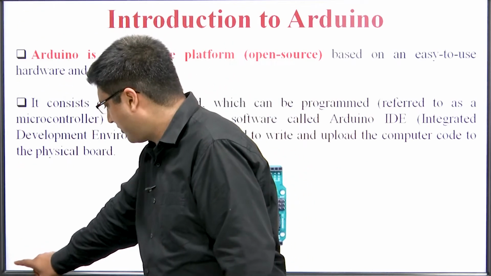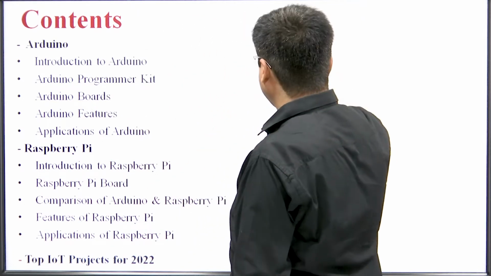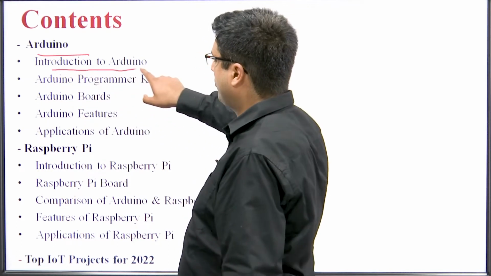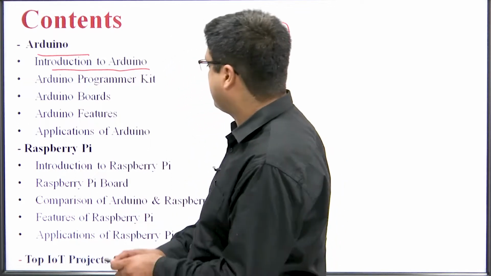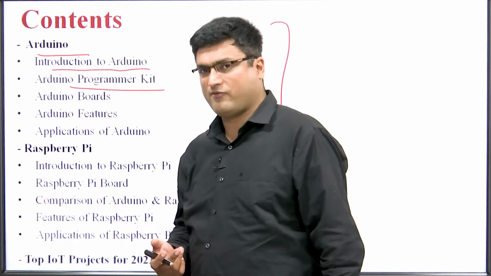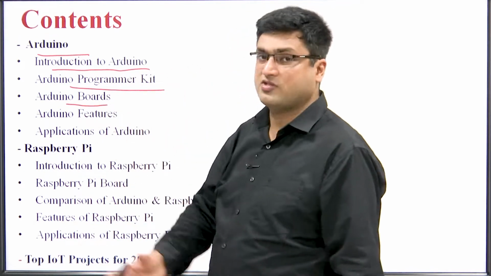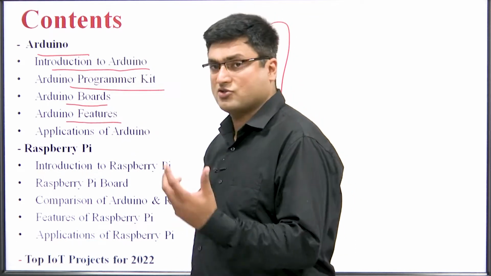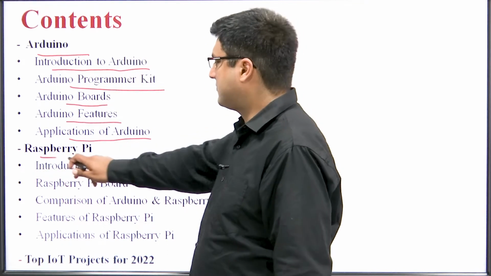These are the table of contents that we will cover in this lecture. First is Arduino. Under Arduino we will see the introduction, what is the meaning of Arduino, and then the Arduino programmer kit, with some real time examples. After that we will see the various types of Arduino boards, the features of the Arduino microcontroller, and applications of Arduino. After that we will discuss the Raspberry Pi kit.